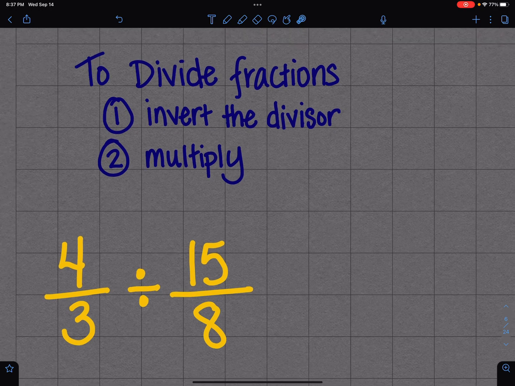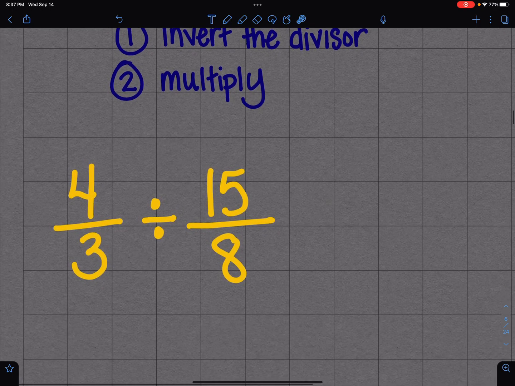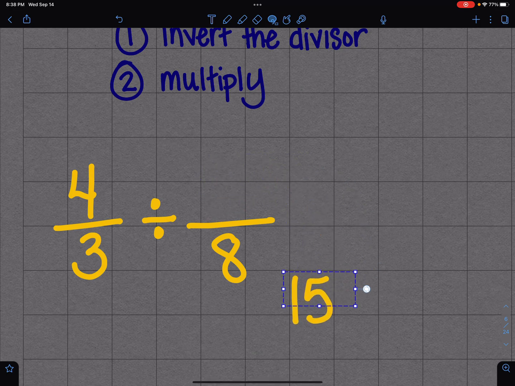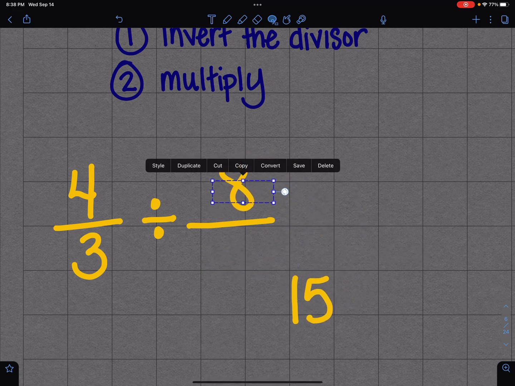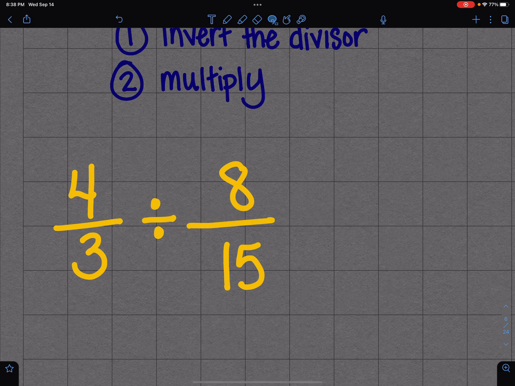So if you have a problem like this, which is 4/3 divided by 15 over 8, this is a super easy problem. I actually love doing this. It's kind of fun and satisfying. So all you do is you invert that second one, and then you just multiply straight across. Isn't that cool? You just turn division into multiplication, which is way easier.